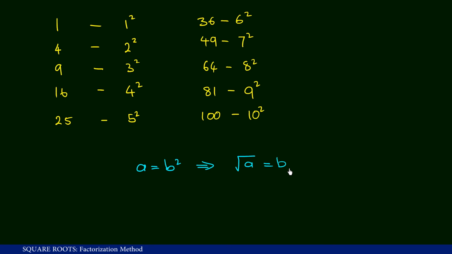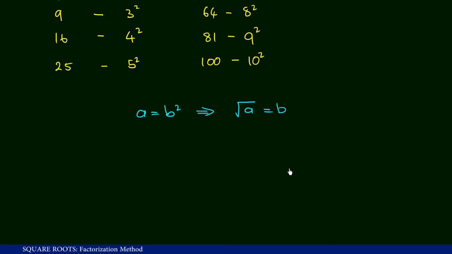So let's revisit the exercise that we have done in the early part of this video, which is the square root of 4 that is equal to 2. Because why? Because 4 is equal to 2 squared. Then the square root of 81 is equal to 9. And the square root of 225 is equal to 15.